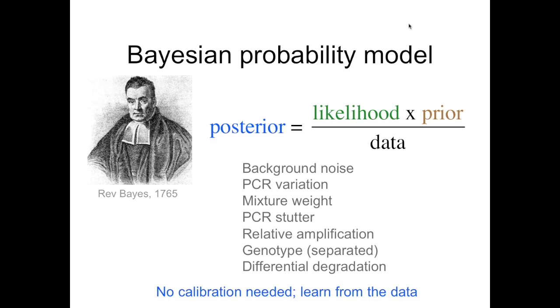The sort of variables that we have in TrueAllele, which I'll start going through now, are background noise, PCR variation of peaks, mixture weight, PCR stutter, relative amplification, genotypes separated into different contributors and loci, differential degradation, and so on. It's important to note that TrueAllele doesn't need any calibration. It's a rich enough Bayesian model that it learns information about stutter and other parameters from the data, and in that way it's not locked in to an incorrect calibration based on old data that may have little to do with the casework data.